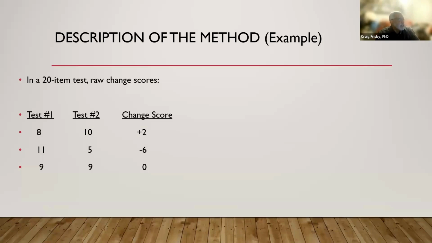So on test one, you would give the test, and let's say you got a score of 8. In between test one and test two, you would have training. You give the student the same test again, and let's say he gets 10 on that second test administration, then his change score would be +2. Okay, for this student, maybe his score might have gone down, so his score was -6, and maybe for this student, the score was the same and his score was 0.